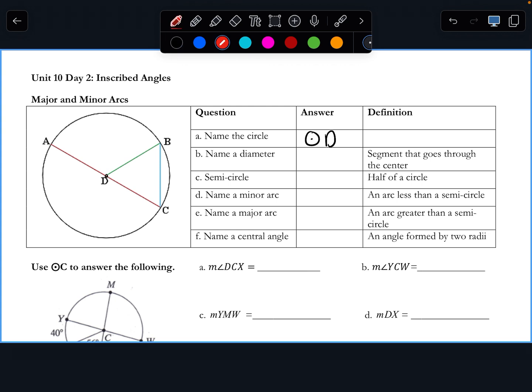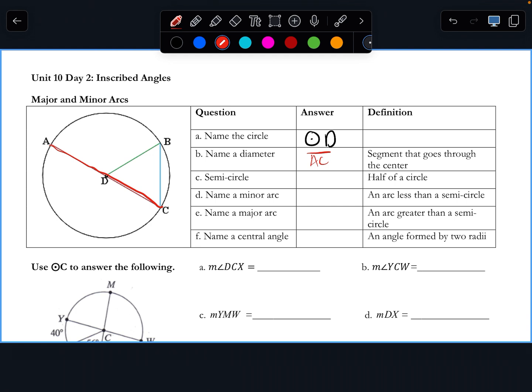So a diameter is a segment. So AC. Name a semicircle. Okay, so the way you name that is with arc notation. Okay, so in arc notation, it's basically like you put a curvy arc above it. That's really all it is.